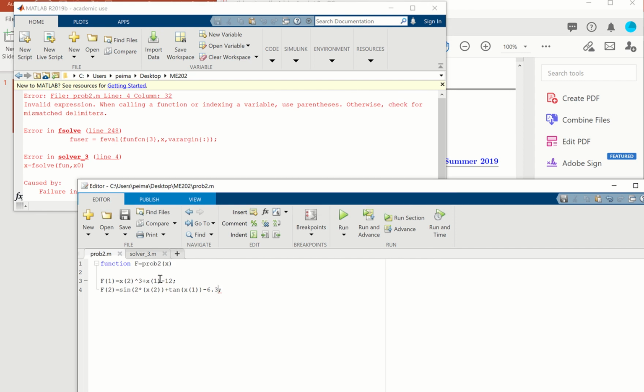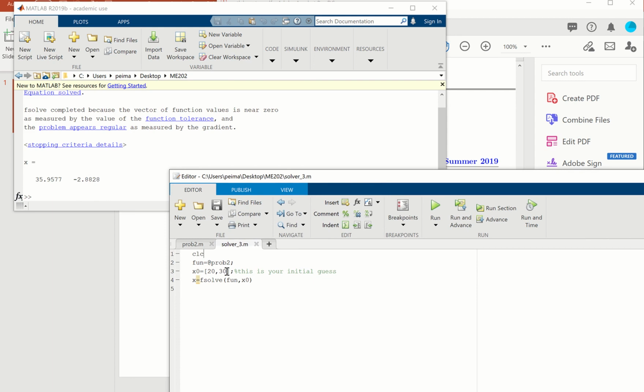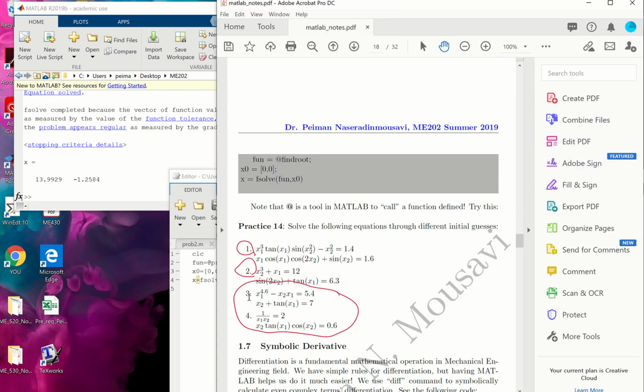It says there's a mistake here, line 4. Maybe I'm missing something there. Oh yeah, I'm missing one bracket here, the sine. Sorry guys, again, let's shut down the voice. So you see that if I run this, it clears the workspace. So now the solution based on 20 and 30 is this, right? For x1 and x2. If I change my initial guess to 0 and 0 and rerun it, the solution is going to be this. Understand? It's recording? Yes. Okay, guys. Now please go and do 3 and 4.